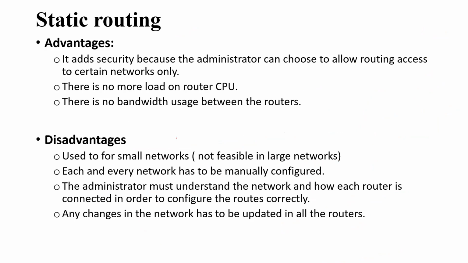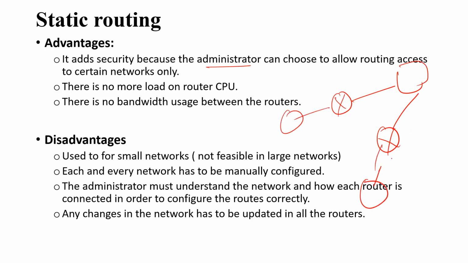In case of advantages, the network administrator is configuring the routes. Suppose this router is there, this router is there, and each is connected to one network. While pointing the routes, only network A wants to reach C, but B is not required. So you will write the routes only in this router, and if you don't want it in the other router, you won't write it.